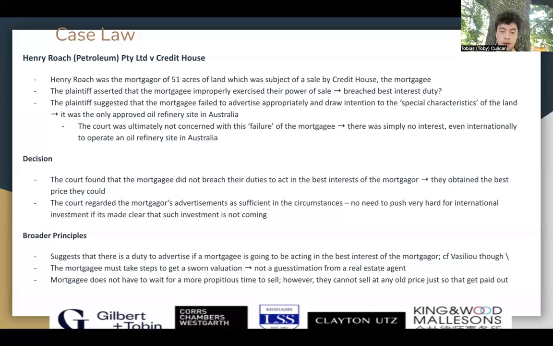The mortgagee must take steps to get a sworn valuation that is required for the best interests duty. You cannot get a guesstimation from a real estate agent. They've got no clue. The mortgagee does not have to wait for a more propitious, I think that's how you say that, time to sell. So they don't have to wait, for instance, for the market to recover and property prices to boom. They can flog it off pretty quickly. However, at the same time, they cannot sell at any old price just to get themselves paid out.